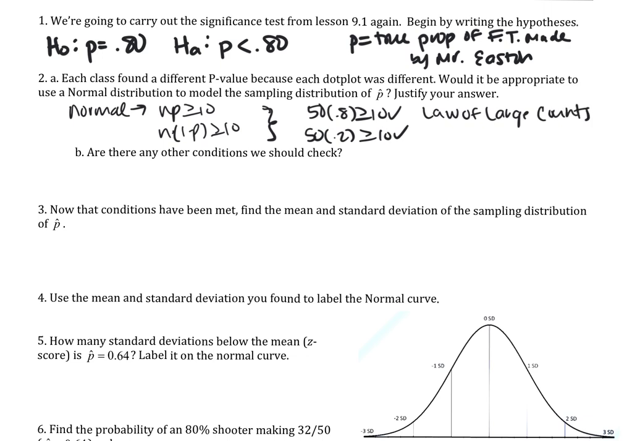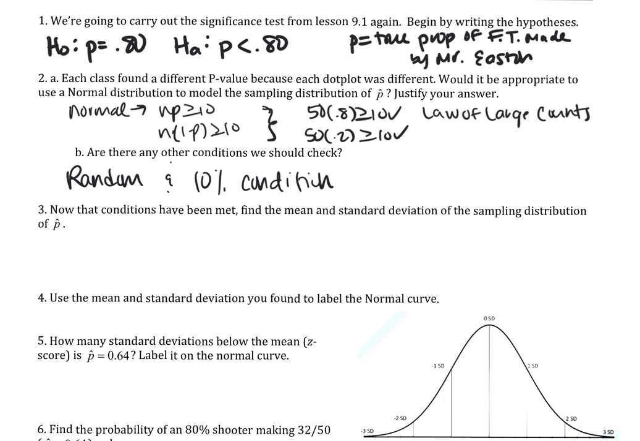Are there any other conditions we should check? Sure. Technically, you should check that random condition, and we should check that 10% condition as well. The conditions for a significance test are the same as for a confidence interval. All right, let's look down here. Now that the conditions have been met, find the mean and standard deviation of the sampling distribution of p hat.